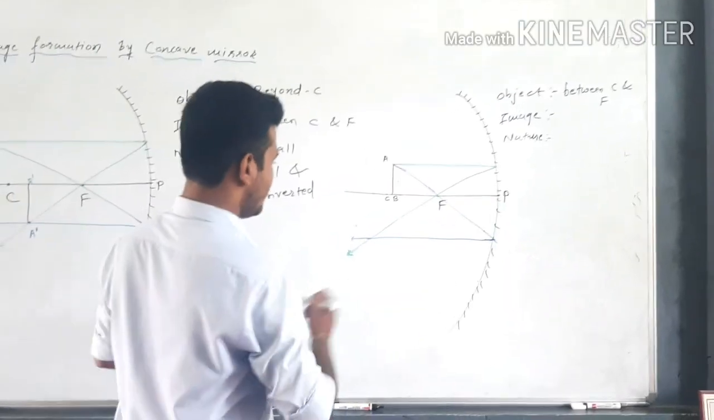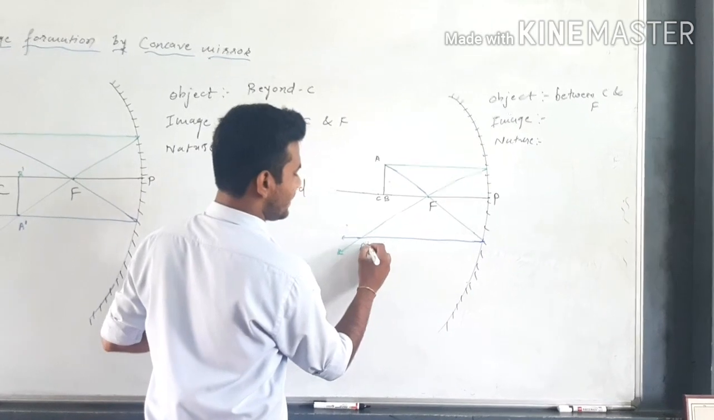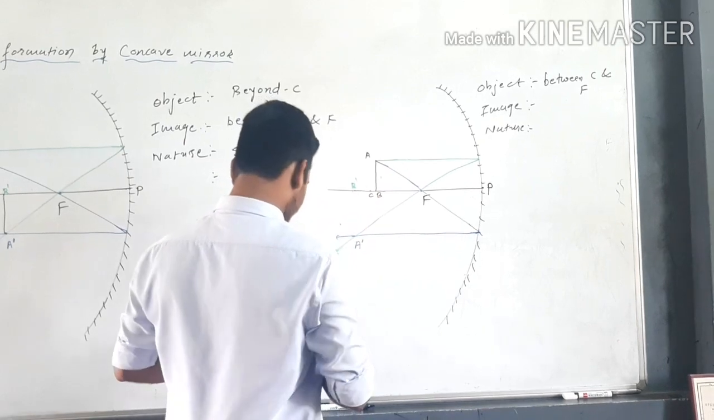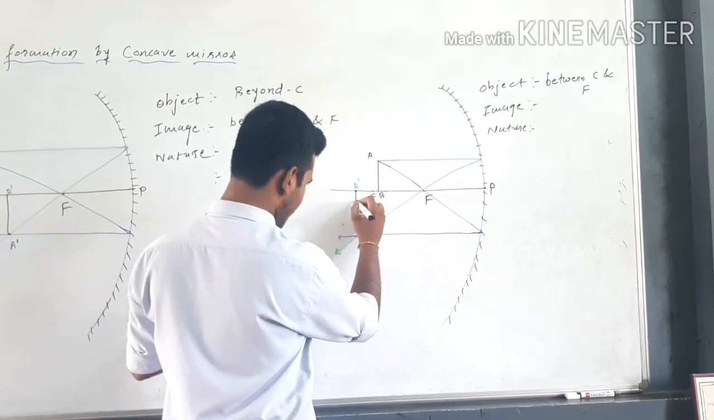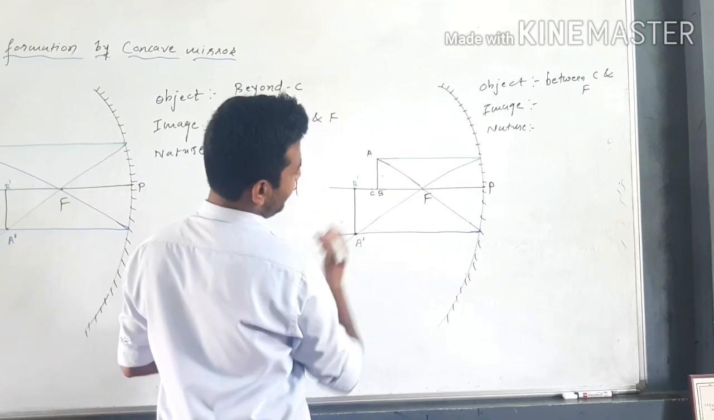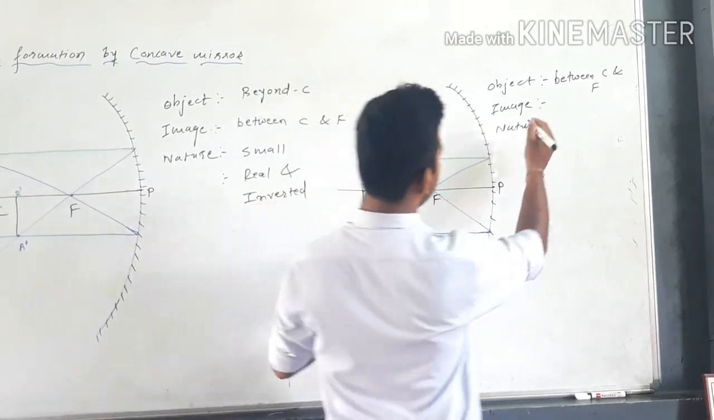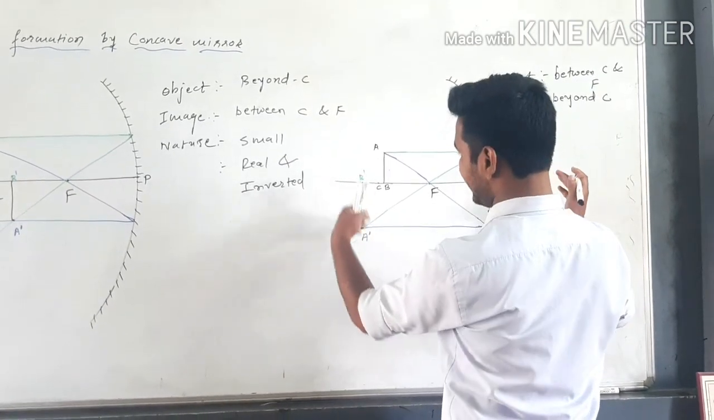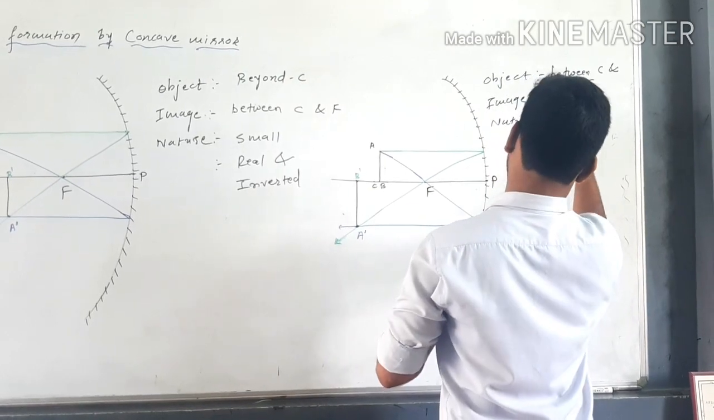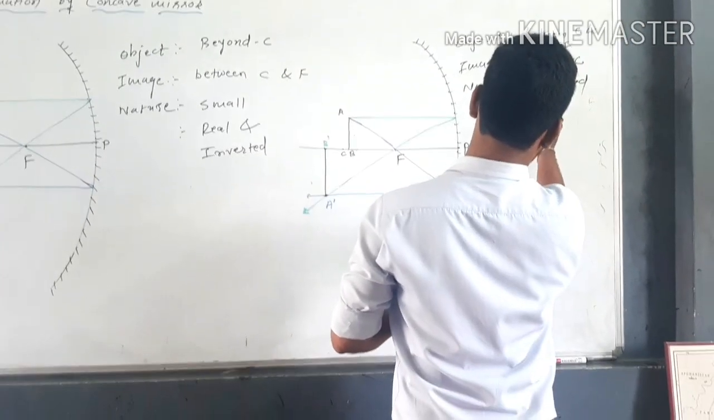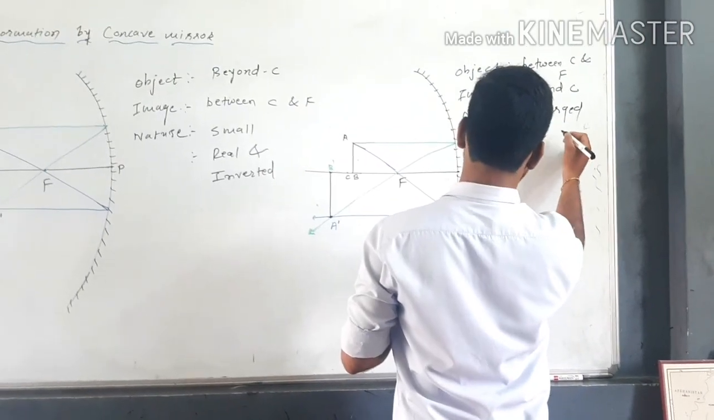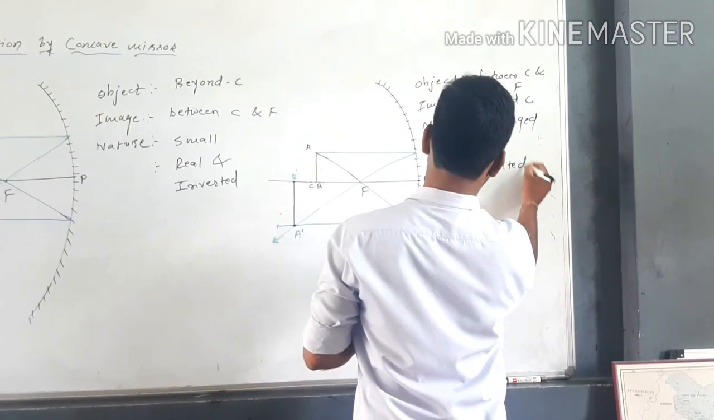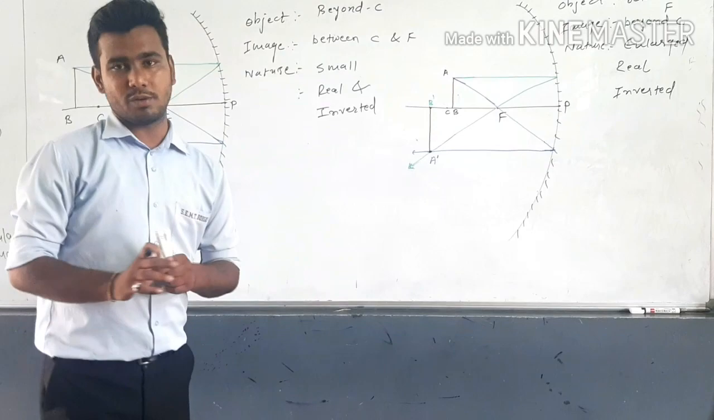Now, at this point of intersection we will get A dash, and here we will get our point B dash, right? So between this A dash and B dash, our whole image will be formed at the points of intersection. So where are we getting our image? We are getting our image beyond center of curvature C. And how is it in nature? You can see that it is big, so it is enlarged, it is real, and as it is real, it will also be inverted, right?